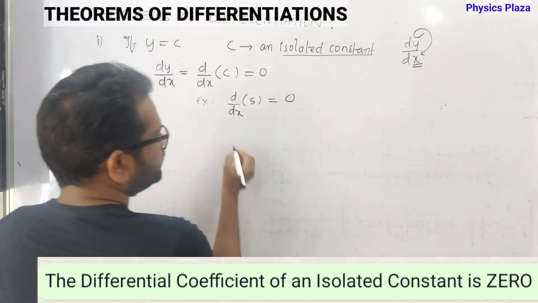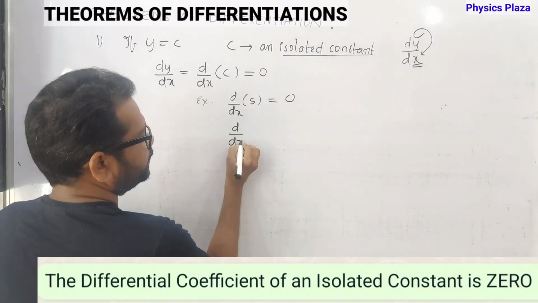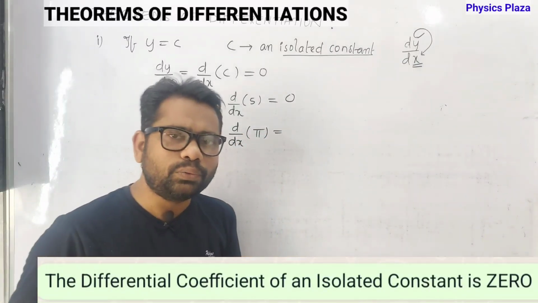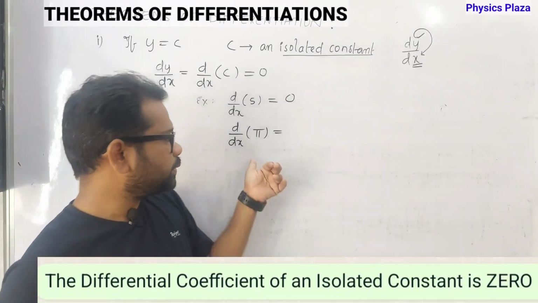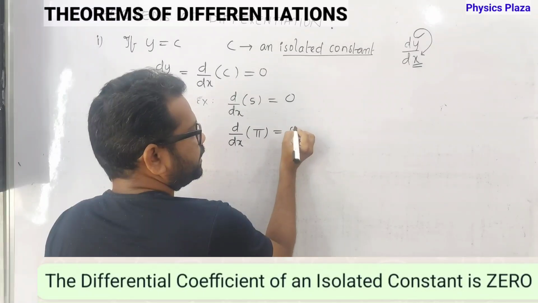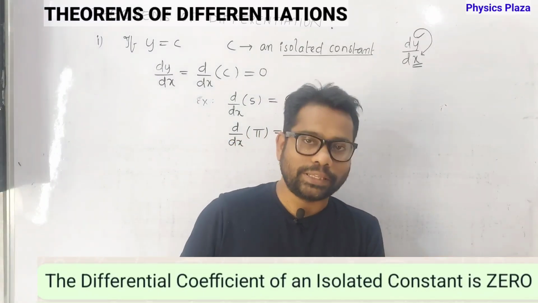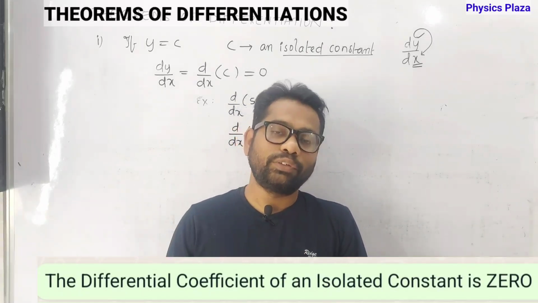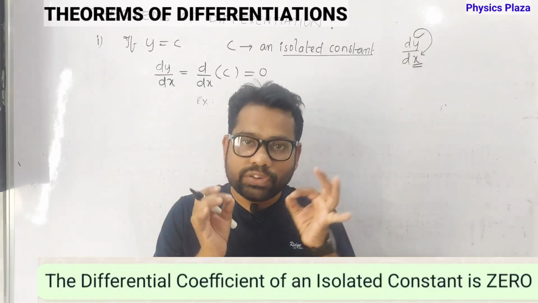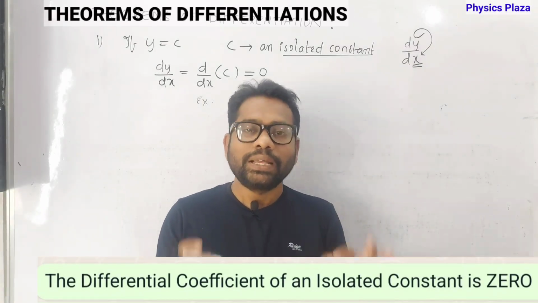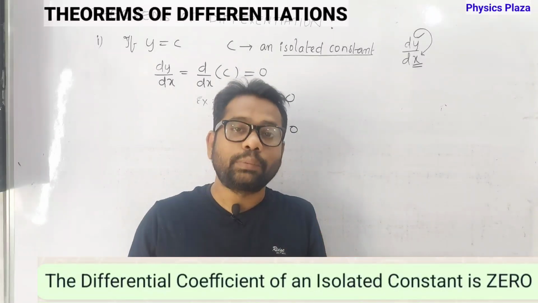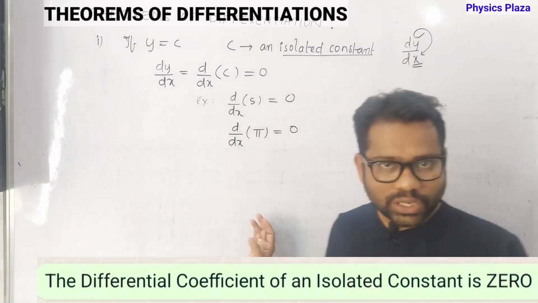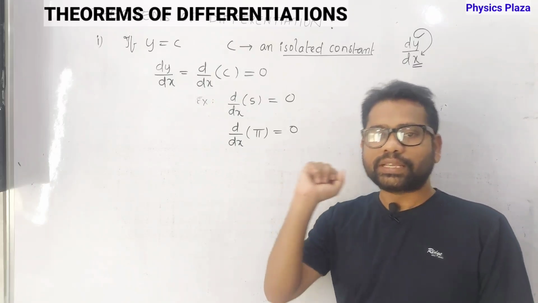That's it. Let us take one more example: d by dx of pi. Pi is also a constant. It does not depend on the x value. So the rate of change of pi with respect to x is again 0. The very important thing is that whenever a constant is there and you apply differentiation, the d by dx, the result will be 0 only. Which means, dear children, the differential coefficient of an isolated constant is always 0. This is the first theorem of differentiation, or you can also say the first rule of differentiation. Hope it's clear, children. Just copy it so that we can move to the second theorem.